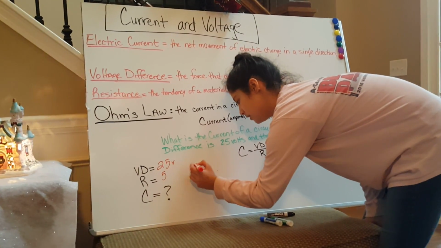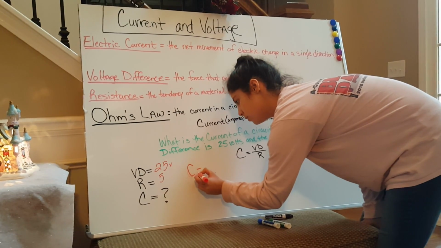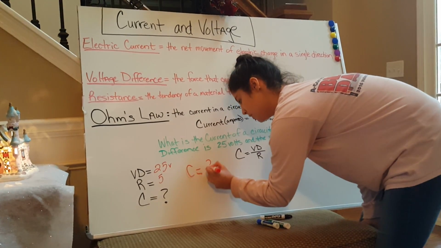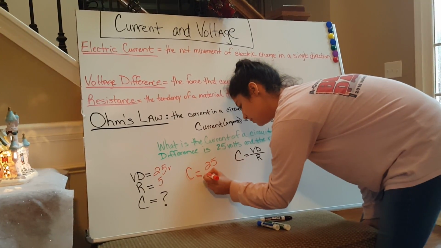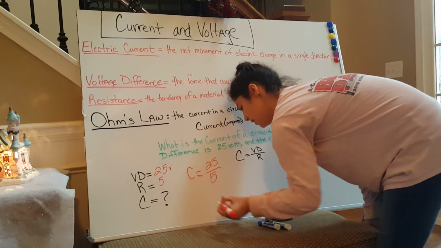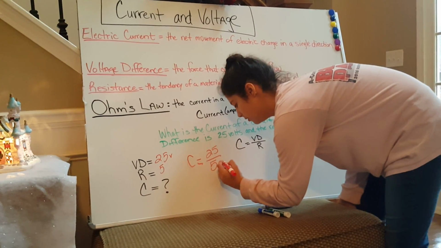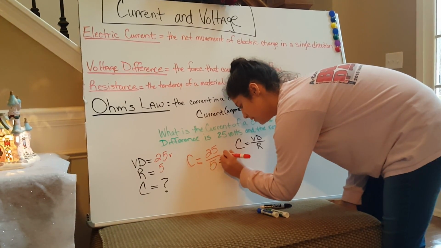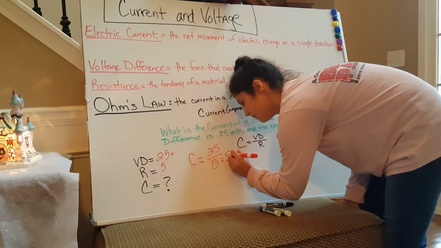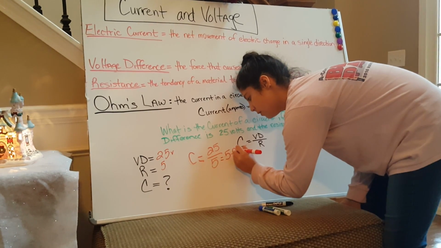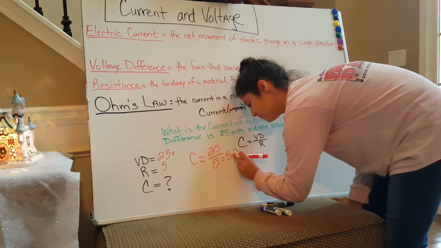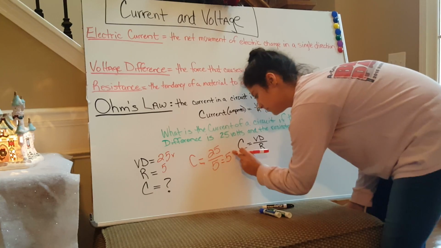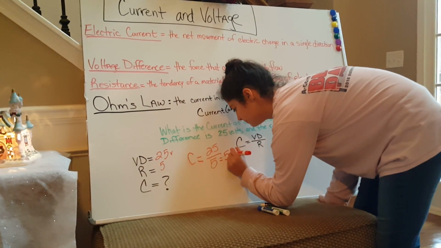So we're going to write C equals 25 divided by 5. And when you plug that in your calculator or you do it on your paper, it is going to give you the answer of 5. Just kidding. Amps.